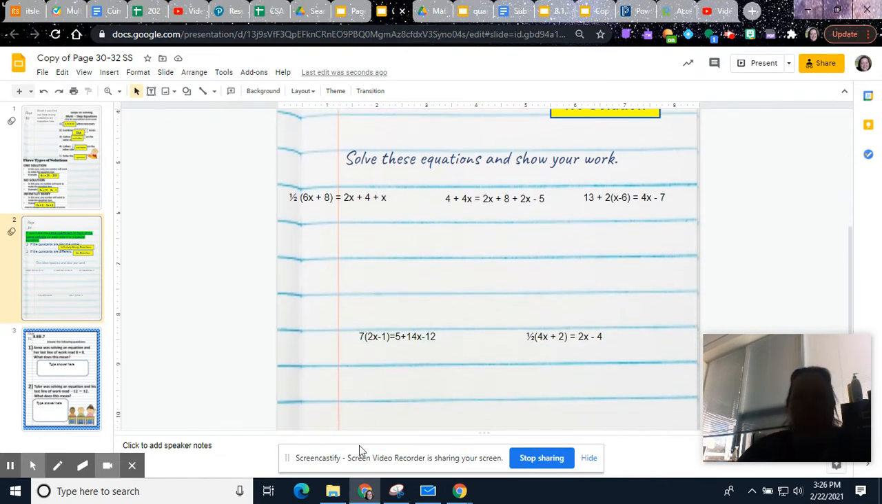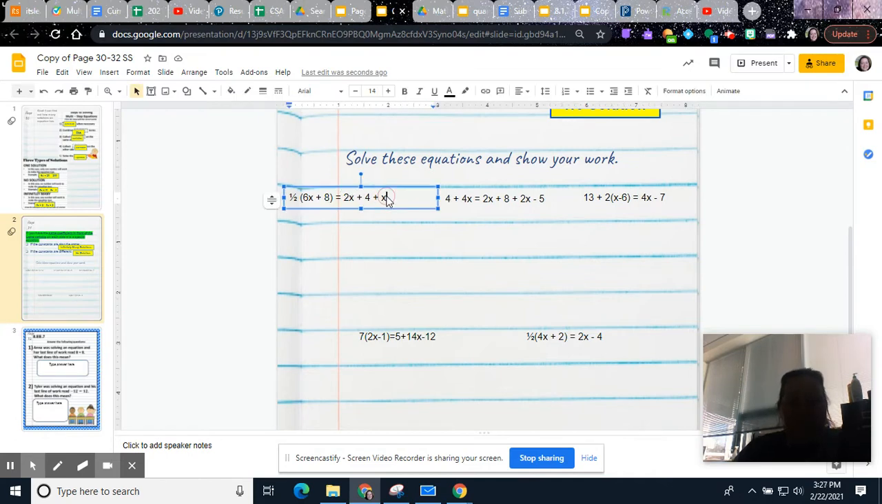Okay, so the first step in solving an equation is to do the distributive property. So a half times 6, sometimes I think it's easier to use the word of. So half of 6 is 3. Half of 8 is 4. We do the distributive property first. And then our next step was to combine like terms. When we look at the left, nothing combines, so we just bring it on down. And then on the right, we have 2x plus x, which will be 3x plus 4.